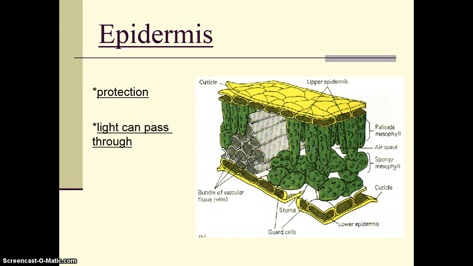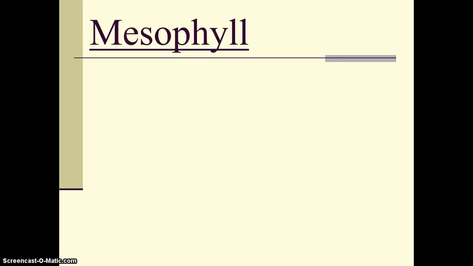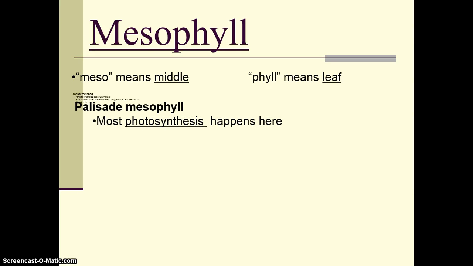The epidermis is this outermost level here. Okay, the epidermis offers protection for the plant, but more importantly, it does allow light to pass through. That light passes through to the mesophyll layer. Meso means middle, phyll means leaf, so we're in the middle of the leaf.